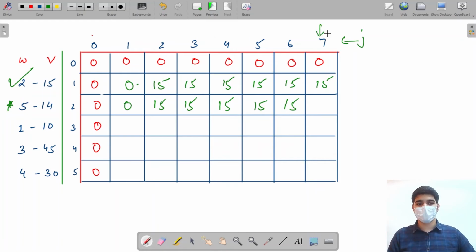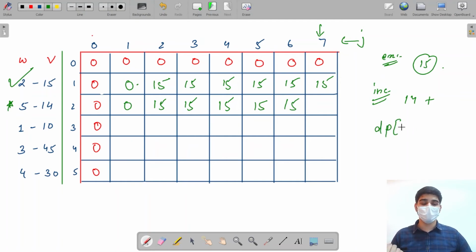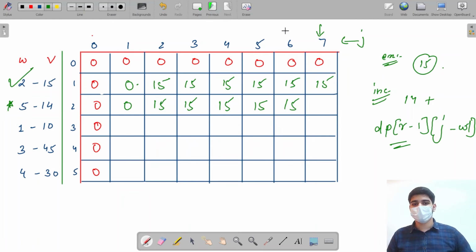Now, if we move to capacity of 7, if I exclude myself again, the maximum value that I get from previous row, of course, is 15, right? And if I include myself, I'm getting 14 plus what I would get is dp, I'm writing the formula over here now, dp of my previous row, right? So the previous row is, let's suppose, r minus 1. And what was the column? The column would be the current column, which is the current capacity minus my own weight. So the current capacity, which is J, minus my own weight, which is WT, right? So if we see J minus WT, which is 7 minus 5, which is 2, and the previous row, it's 15. So 14 plus 15 over here, right?